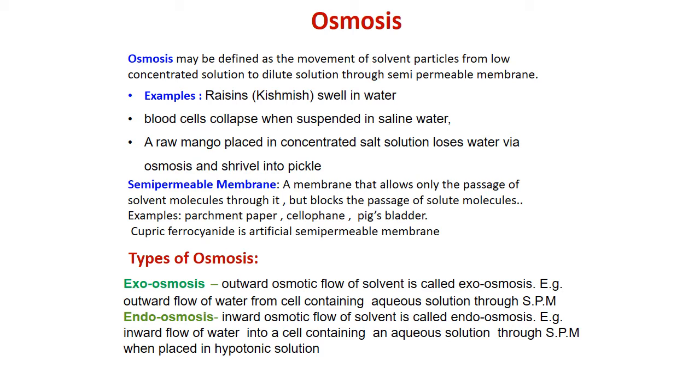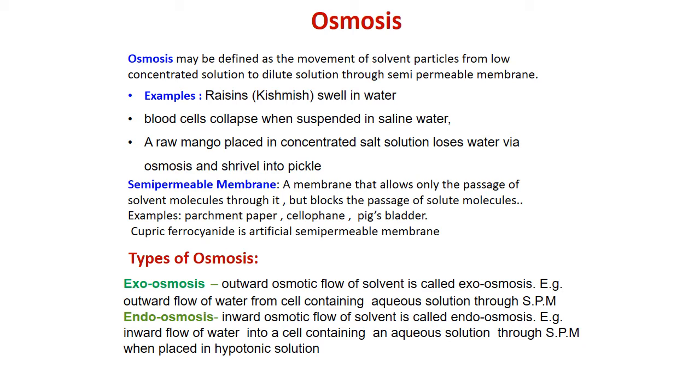There are different examples, like when we place raisins like kishmish in water, it swells up. It is because water has entered the raisins. Number 2, blood cells collapse when these are placed in the saline water. What is saline water? NaCl with water. NaCl dissolved in water. It is saline water.